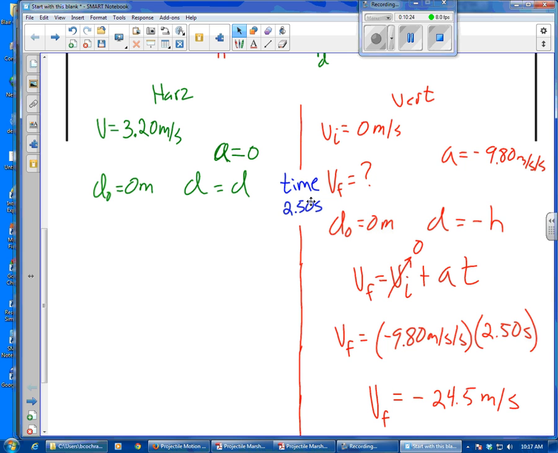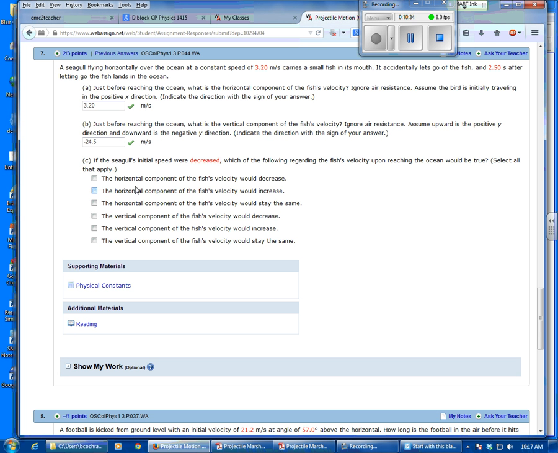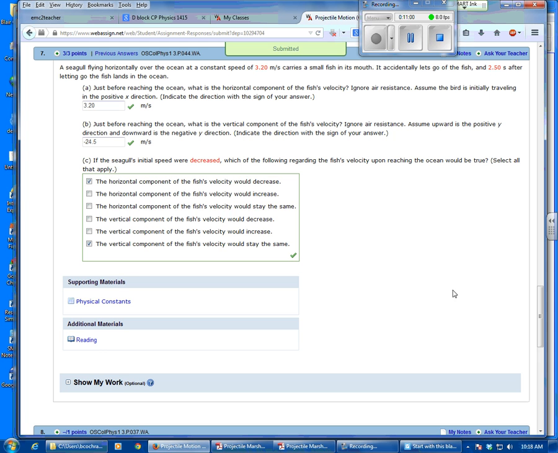How long, no matter how much we fired it, it still took the same amount of time to get down there. Unless we missed the earth. Right? So, let's see. The horizontal component of the pitch velocity would decrease. That's true because it says decrease. The horizontal component would increase. No, I say decrease. The horizontal component would stay the same. No, I said decrease. The vertical velocity, we said it doesn't affect it, so of course that's going to stay the same. And let's see if I got it. Yay!